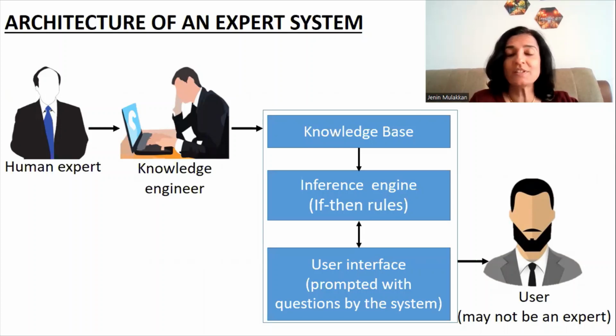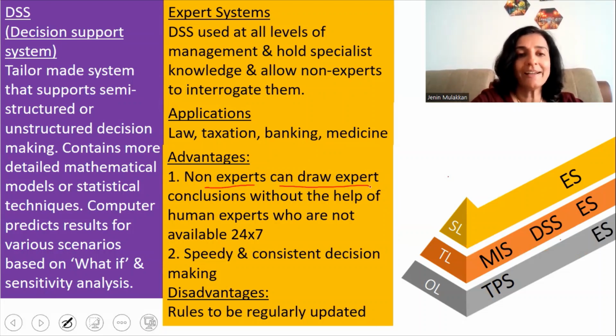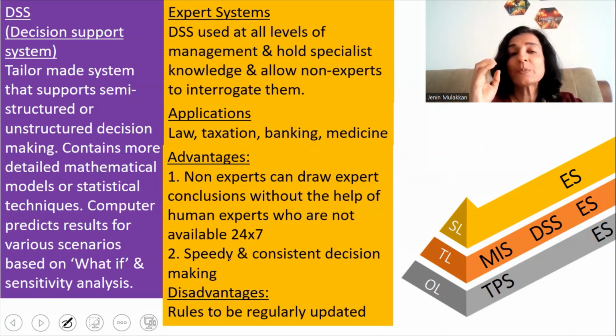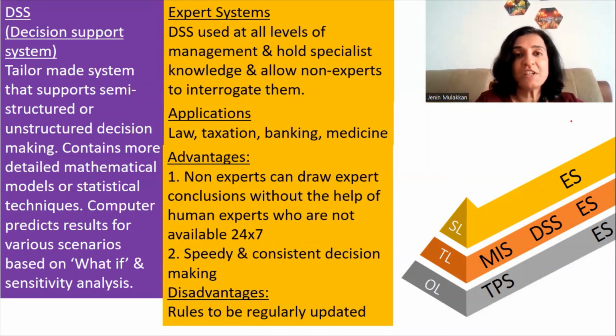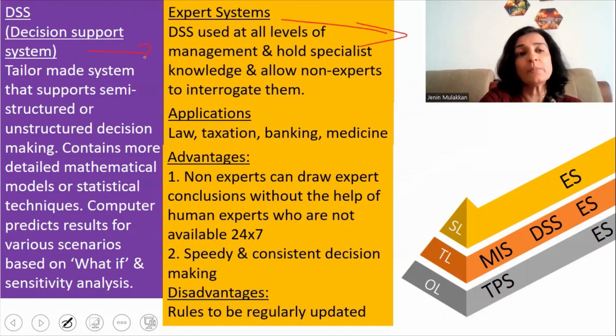So let's just list out the advantages and disadvantages of an expert system. So the first advantage is that non-experts can draw expert conclusions without the help of human experts who are not available 24/7. The second advantage is that when there is an expert system, there is speedy decision making and definitely there is consistency also. But there is a huge disadvantage for the expert system because the rules have to be regularly updated.